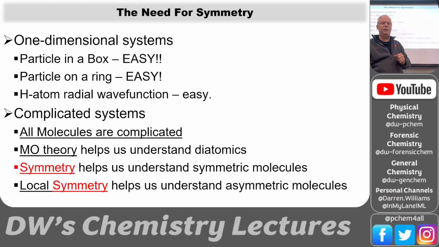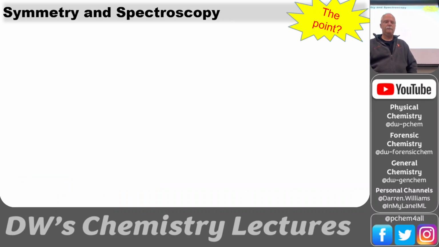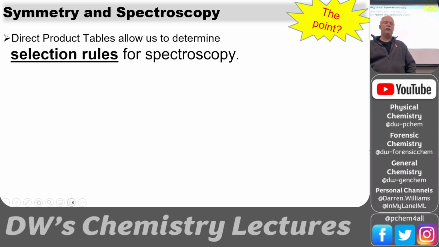But then we get into complicated systems. All molecules are complicated because we're dealing with three-dimensional setups. And so molecular orbital theory helps us understand diatomics. And then symmetry helps us understand symmetric molecules. And then if you've got an asymmetric molecule like DNA or whatever, local symmetry helps us with that. So symmetry can even help us in really large asymmetric molecules.